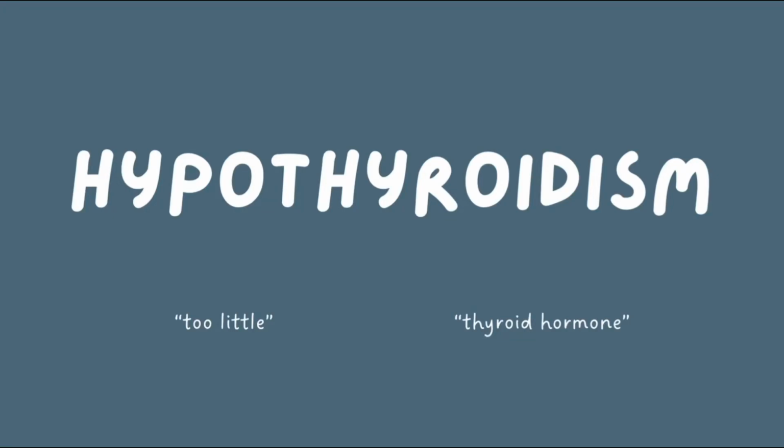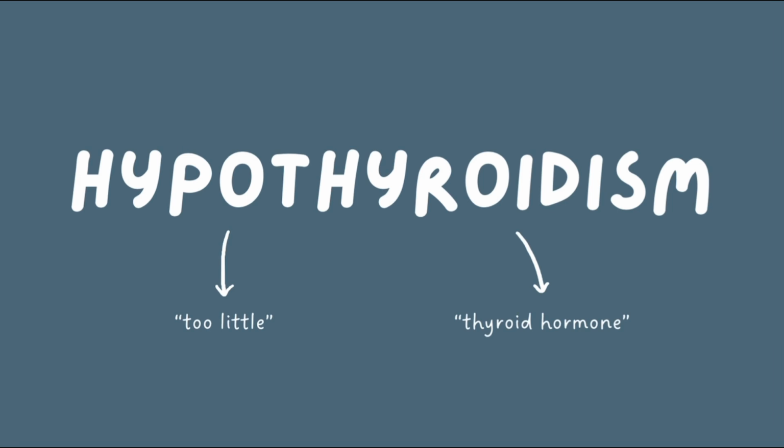So today we're going to talk about hypothyroidism. Hypo means too little, and thyroid refers to thyroid hormones. If we put those together, we have a condition where there is a lack of thyroid hormones. To properly understand this condition, we will first look at the thyroid gland itself and its anatomy and function before explaining what happens when the gland fails.